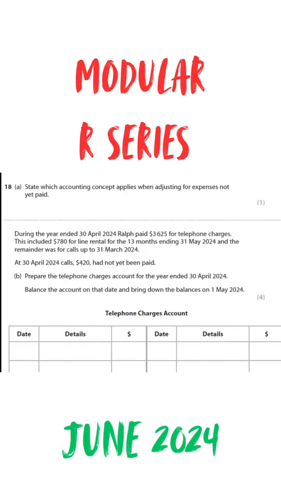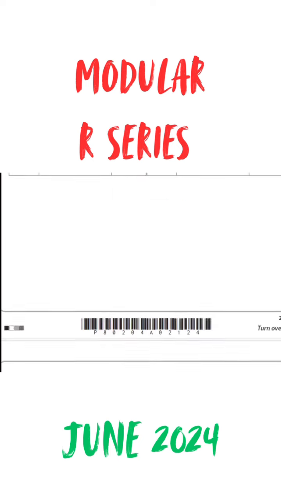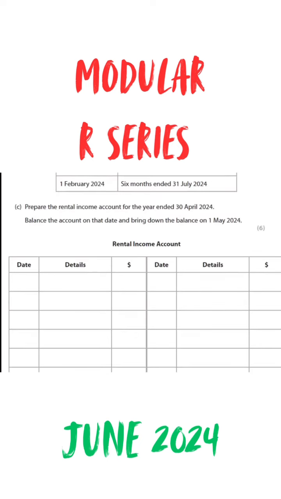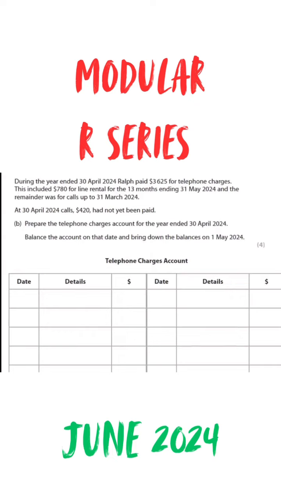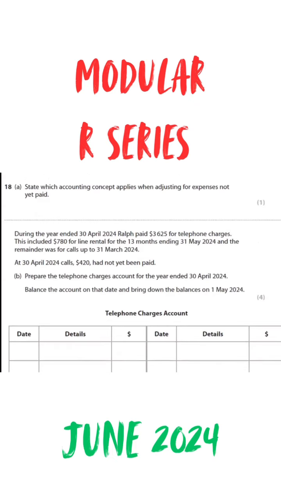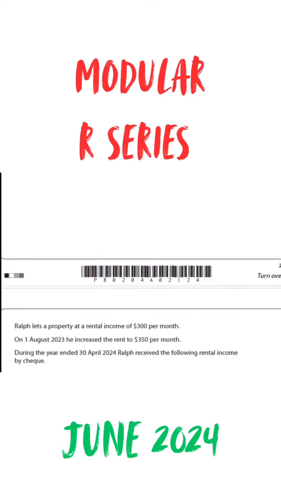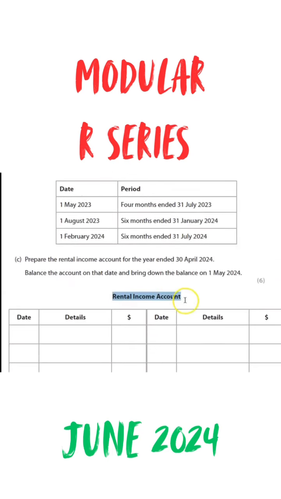This is a question from Edexcel IGCSE Accounting, June 2024, R Series, Modular, Paper 1. The question falls under the other receivables and payables topic of our accounting syllabus. Let's dive in. The question requires the examinees to prepare a telephone charges account and a rental income account.